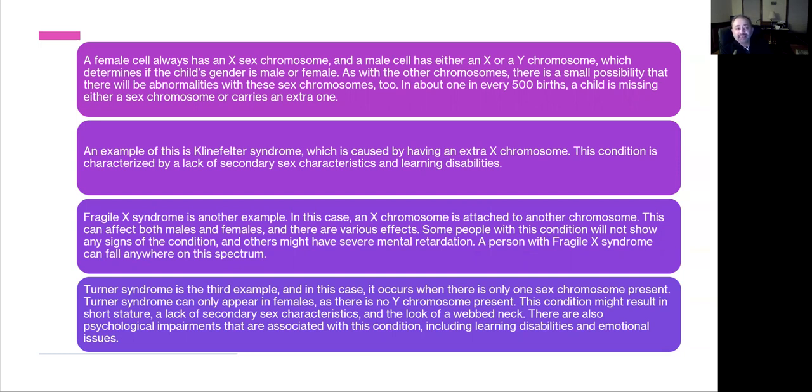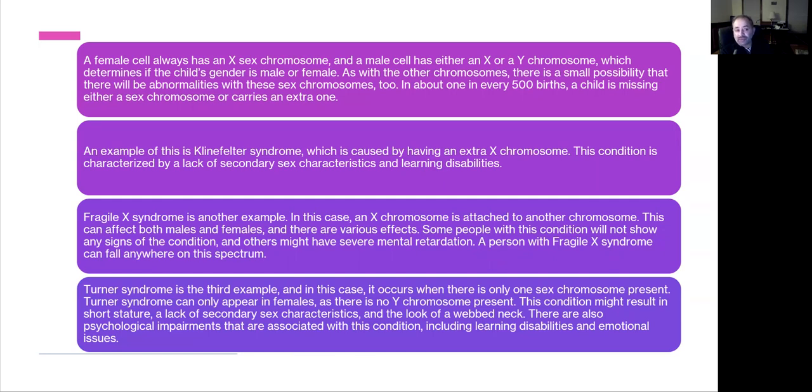An example is Klinefelter syndrome, which is caused by having an extra X chromosome, right? It is a condition characterized by lack of secondary sex characteristics and learning disabilities.